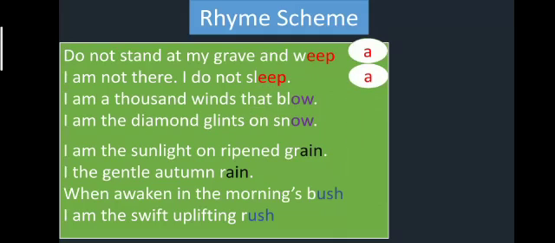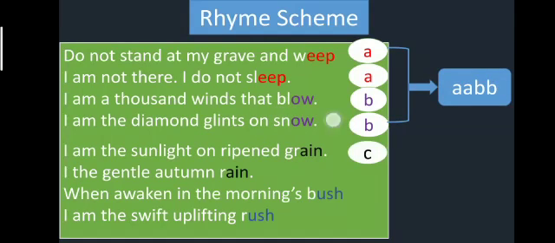Okay, and we have also the O sound at the end of the third line in the word blow, and also we have the same sound at the end of the fourth line in the word snow. So we're gonna give both of them the same symbol, which is B. So the rhyme scheme for this stanza would be A, A, B, B.